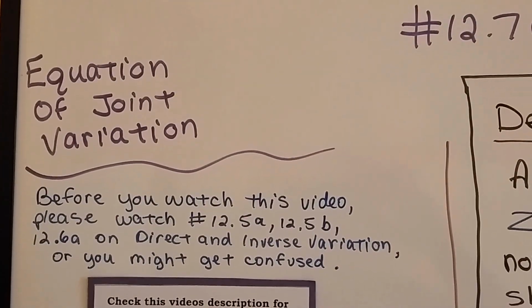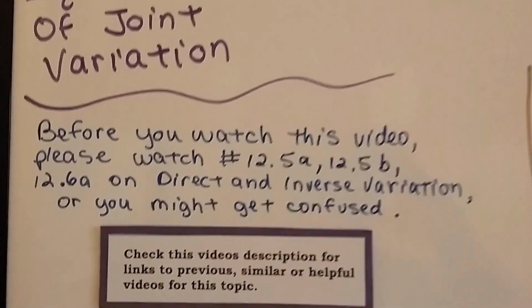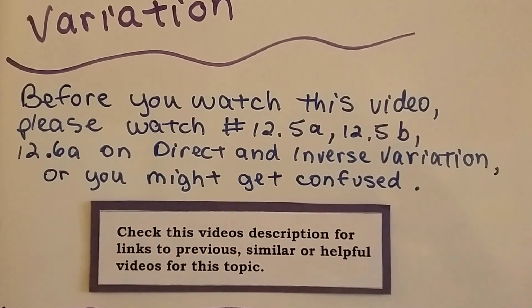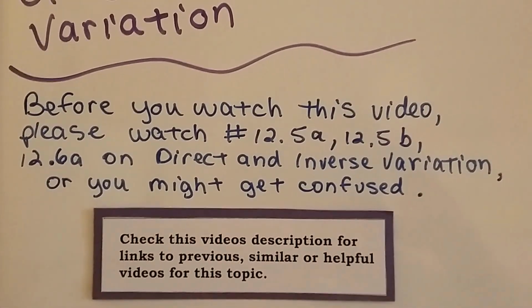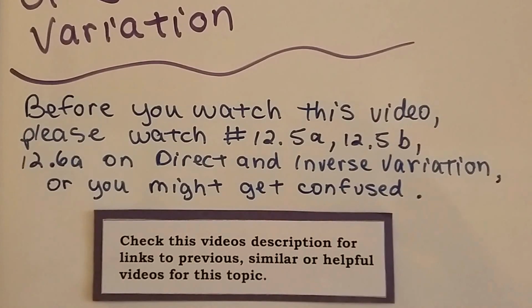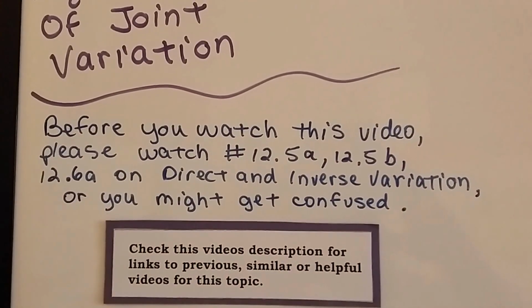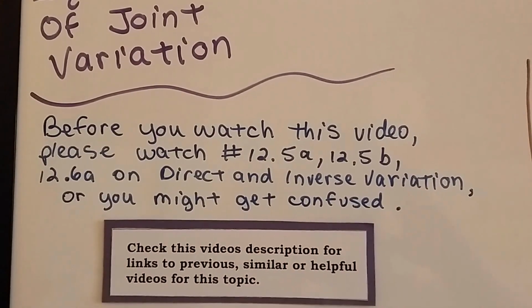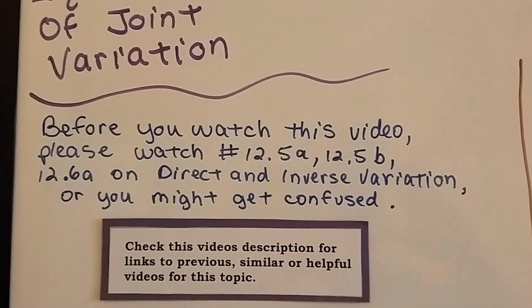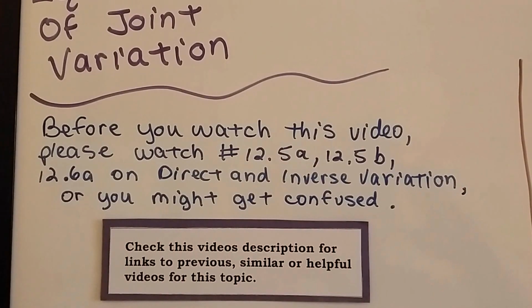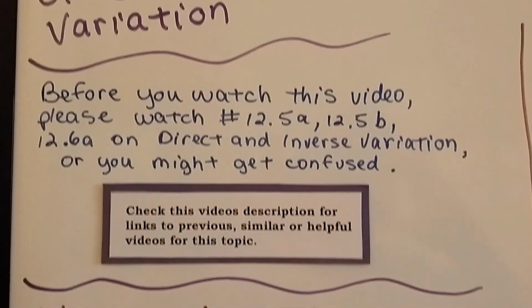Okay, we're at 12.7a. Before you watch this video, please watch 12.5a and 5b and 12.6a. They talk about direct and inverse variation. If you don't know what those are, you're going to get confused. So spend a few minutes going into the links in this video's description, and you can just click on them and watch them real quick and come back to this one.